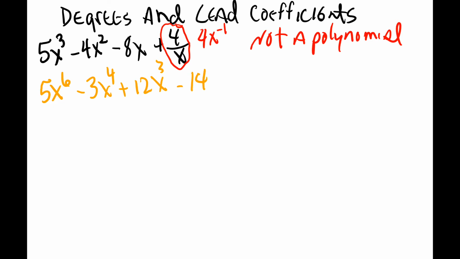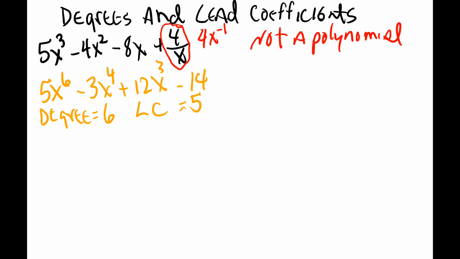All right, so this one's fairly simple to look at. I've got an x to the 6th, to the 4th, to the 3rd, and then I've got a constant, negative 14, and so my degree is 6. So the degree here equals 6, and the leading coefficient, I'm just going to abbreviate that, LC, is equal to 5. All right, that one was pretty simple.